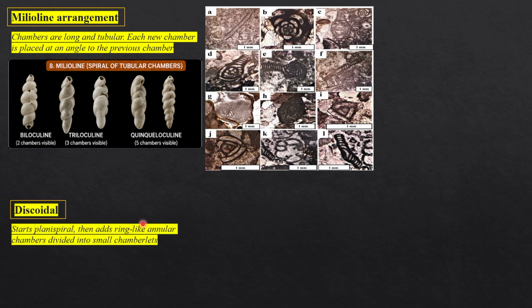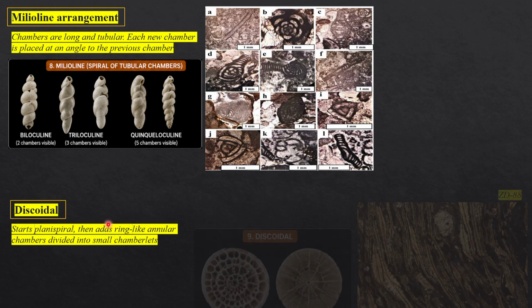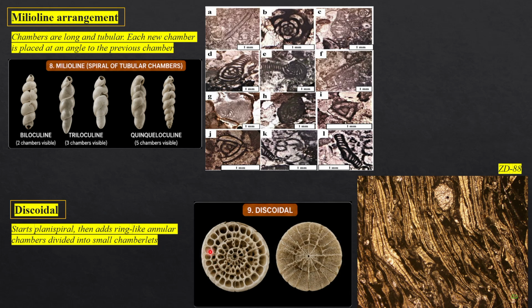We have the discoidal arrangement, which starts from the planispiral, but they have an exact chamber division, and we have a lot of Discocyclina and Orbitoidina examples in thin section.